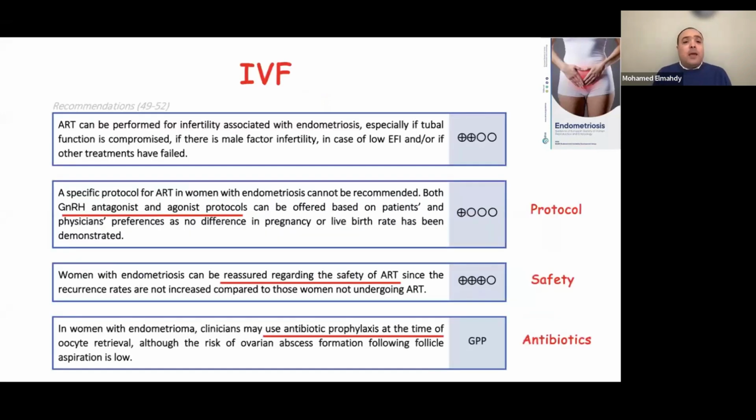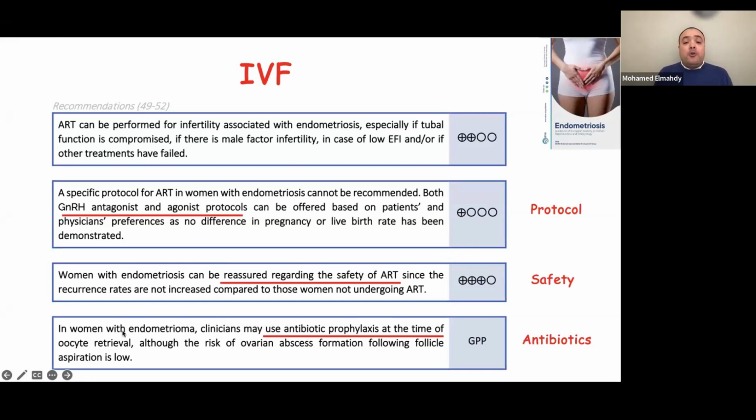If you go to IVF, can you perform it for infertility associated with endometriosis, especially if tubal function is compromised or there is severe male factor or azoospermia or low endometriosis fertility index? Regarding the protocol for IVF, there is no upper hand for any protocol. GnRH agonist is equal to GnRH antagonist protocol regarding live birth rate and complications. Also, you should reassure the case about the safety of ART for endometriosis patients. There is no increase in the recurrence rate due to ovarian stimulation drugs.